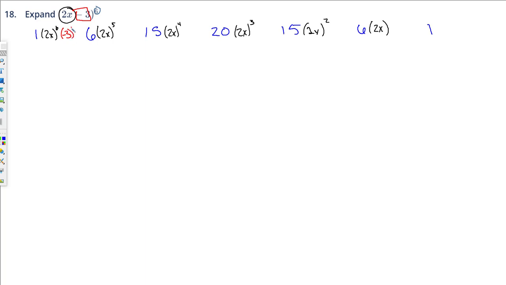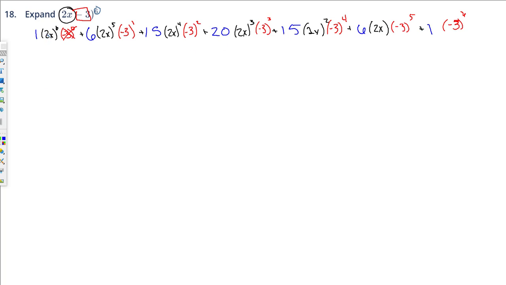So -3 to the 0, which means I don't have to write it. -3 to the first, -3 squared, -3 cubed, -3 to the 4th, -3 to the 5th, and -3 to the 6th. Because I chose to put that negative sign in with the parenthesis, I'm just going to add all the way across.